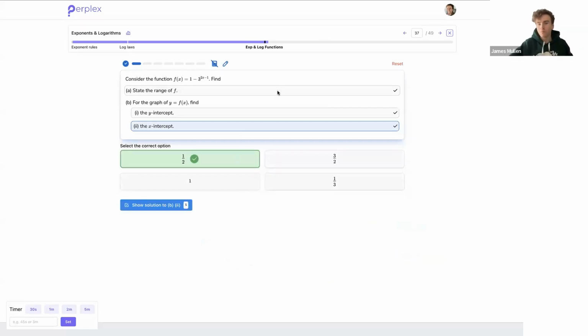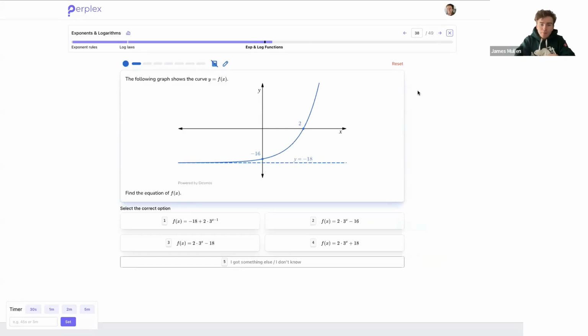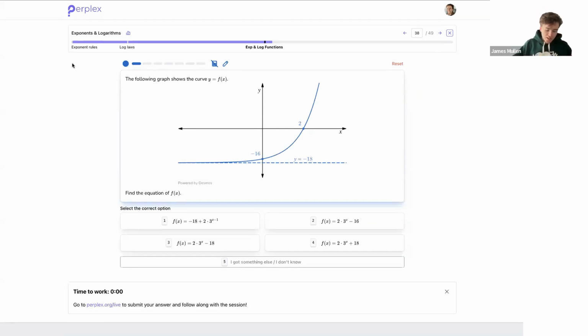Boom. So here I have a graph of an exponential function, and I want you to find its equation using things you can see in the graph. So I have an exponential function, and it has a horizontal asymptote at y is equal to negative 18. And I'm trying to write it in the form f of x is equal to some constant c plus a times b to the power of x. And I'm trying to find c, a, and b.